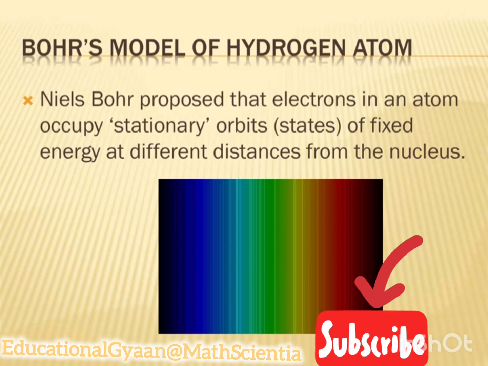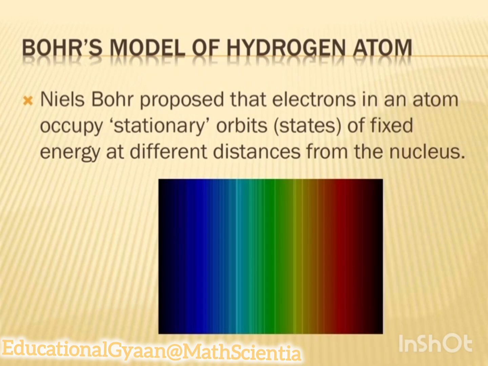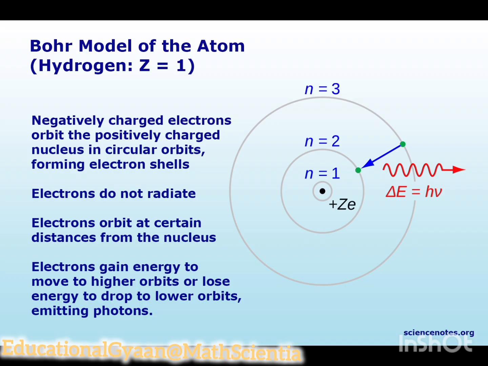Bohr's model of the hydrogen atom. The scientist Niels Henrik David Bohr stated that electrons in an atom occupy stationary orbits of fixed energy at different distances from the nucleus. Whenever an electron is in an excited state, that is, it jumps from a lower energy level to a higher energy level, energy is absorbed. Similarly, when an electron moves to a lower energy level from a higher energy level, the excess energy is emitted out.